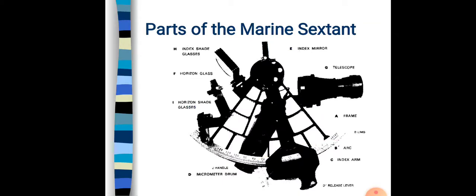So in the diagram you can see the parts of the marine sextant. We have a frame, an index arm, an arc, a release lever, a micrometer drum, a handle to hold the sextant, index mirror, index shade glasses, horizon shade glasses and a horizon glass, and a telescope.